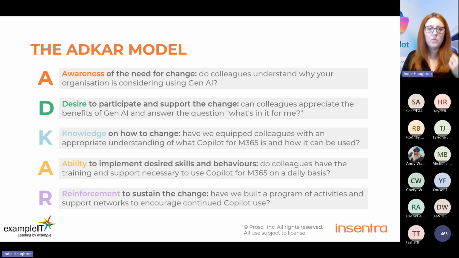getting a new diary and deciding to use it every day, starting to do something for a couple of days is fine, but then it's really easy for that to peter off. So we need to make sure that we are reinforcing that change on a consistent basis and setting people up for long-term habit change.